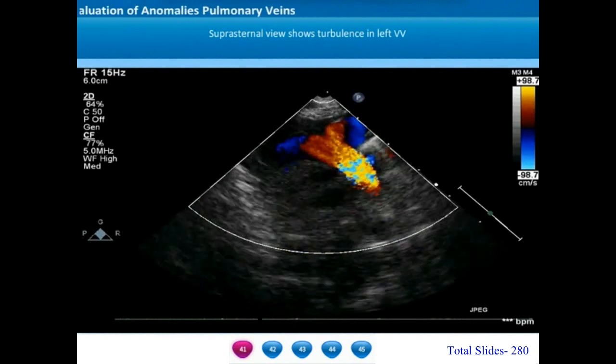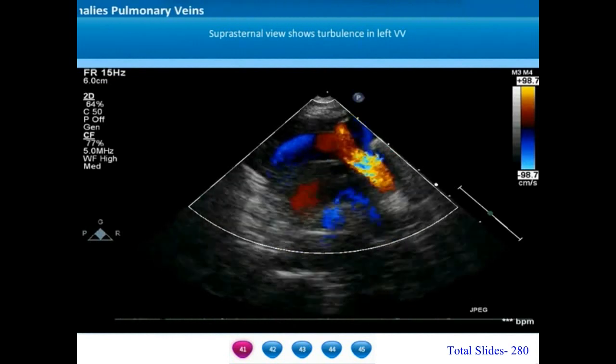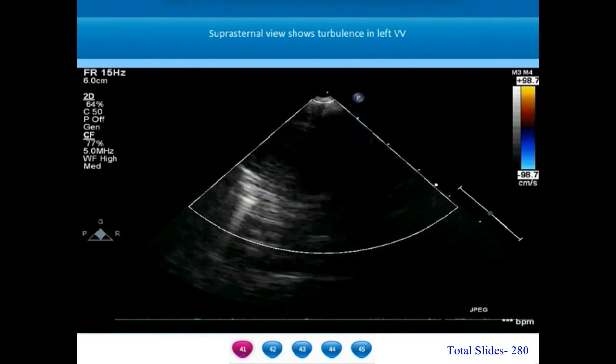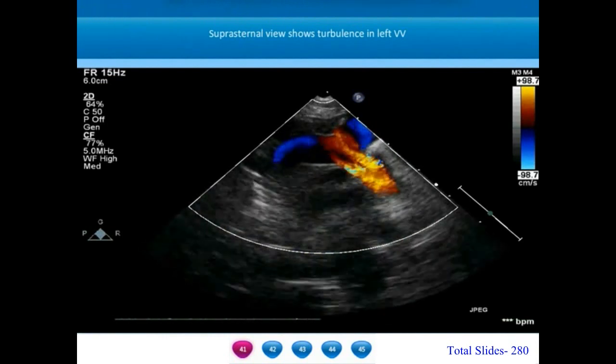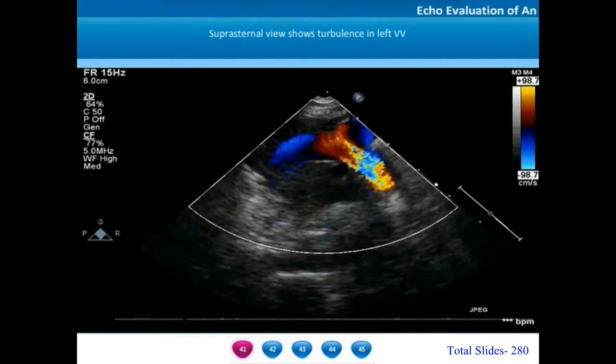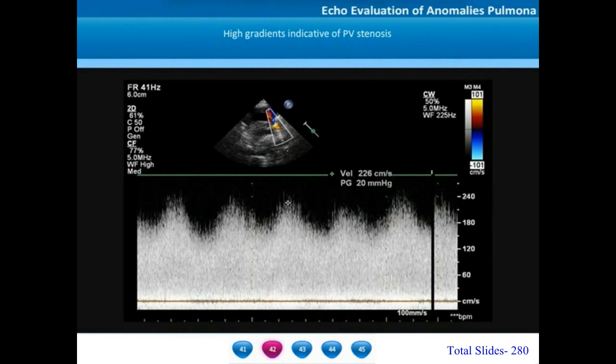In the same patient from suprasternal view, we observe that there is a lot of turbulence in the distal portion of the left vertical vein due to the obstruction caused at the level of the bronchopulmonary vise. When we use Doppler to interrogate the gradients across this left vertical vein obstruction, we find that there is quite a substantial pulmonary venous gradient of around 20 millimeters of mercury.